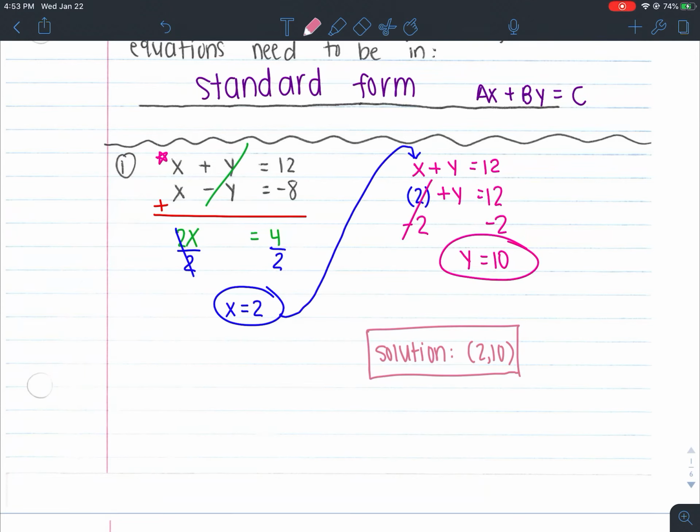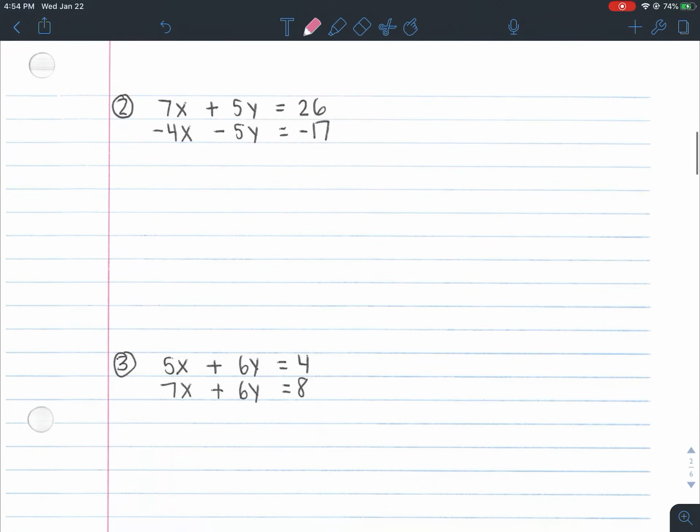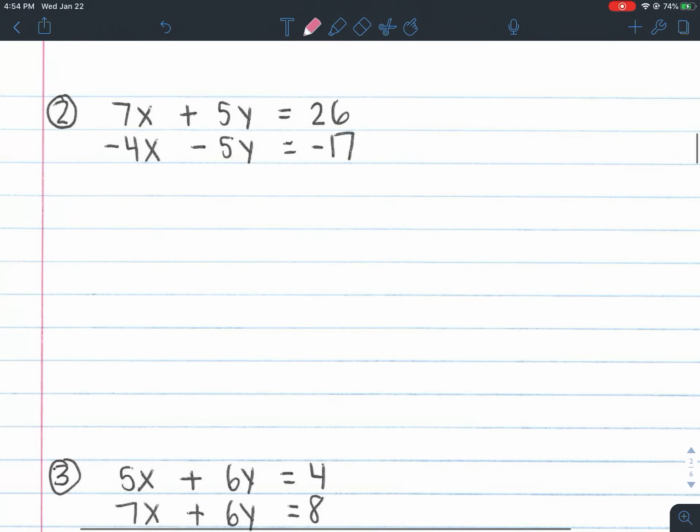So elimination is just another method, right? Sometimes you can do substitution. If I did substitution with this problem, I would still get the same answer. If I were to graph this problem, I would still get the same answer. So sometimes you're given all these choices, and you can pick whatever choice you want, but sometimes some are easier than others. All right, let's go on to number 2.